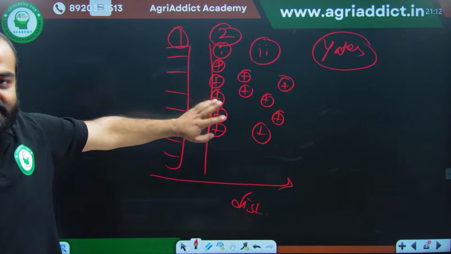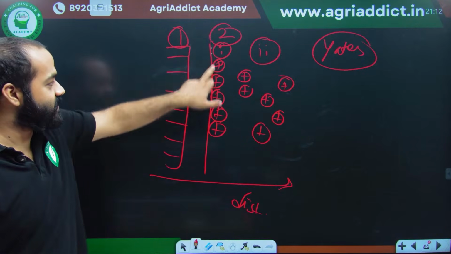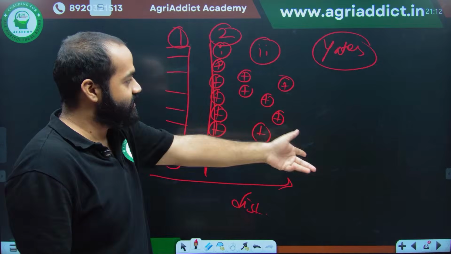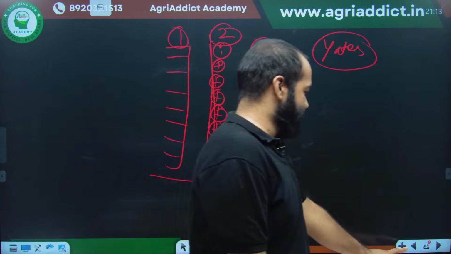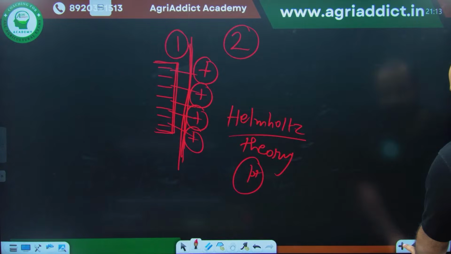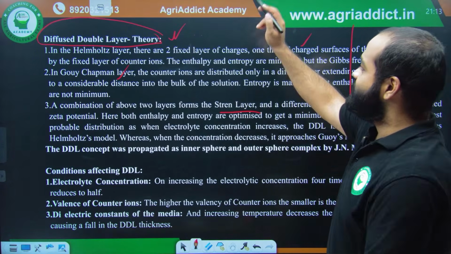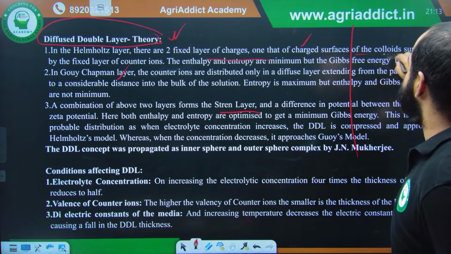So, this is the Stern layer theory in which he told the first layer is rigid, but the second layer is diffused. All right. So, these are the three theories in short. The same thing is all written in it, you know. So, in the Helmholtz layer, there are two fixed layers, one of the charged surface of the colloid.